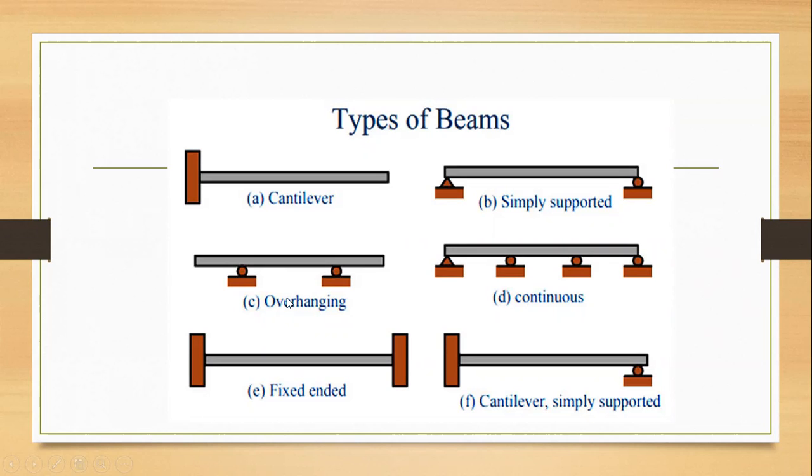Similarly, we find the overhanging beam is very similar to that of the simply supported beam. Here, for example, we see the beam is fixed on both ends. Again, usually it would be anchored to the walls on either side.